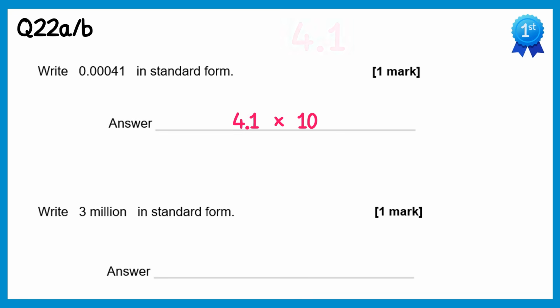So let's start with 4.1. If we divide it by 10 once, we get 0.41.